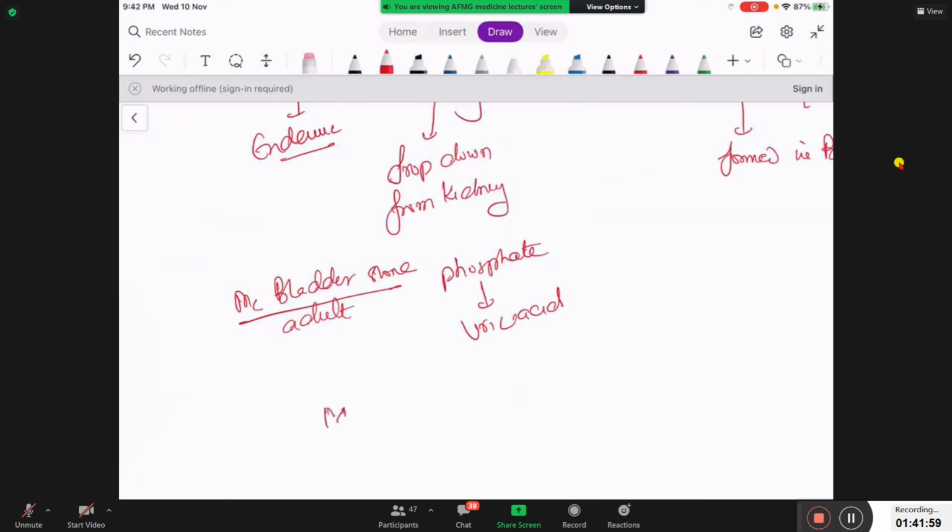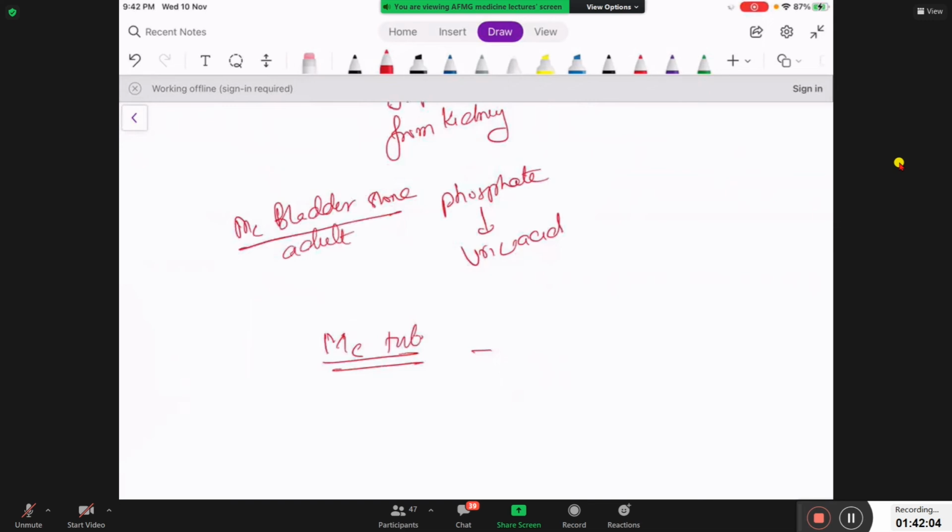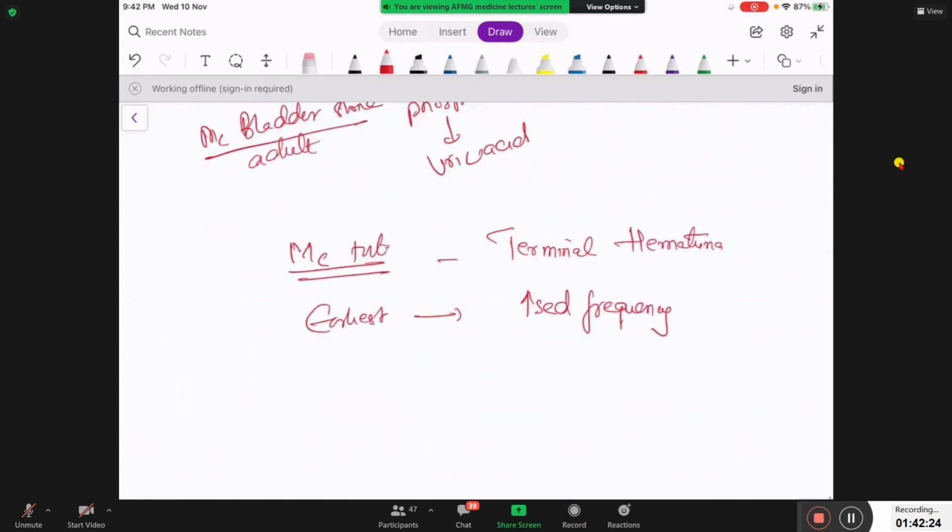Most common presentation of a patient of bladder stone is terminal hematuria. Earliest presentation of bladder stone, if asked, it is increased frequency of micturition. And if characteristic symptom asked, important, it is strangury.